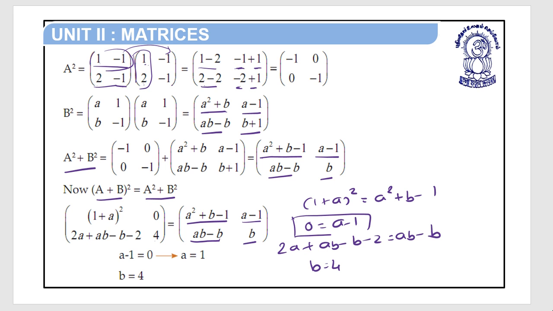Here these two equations are easy. So the value of a is equal to 0 plus 1, which is 1. For b, the value of b is equal to 4.